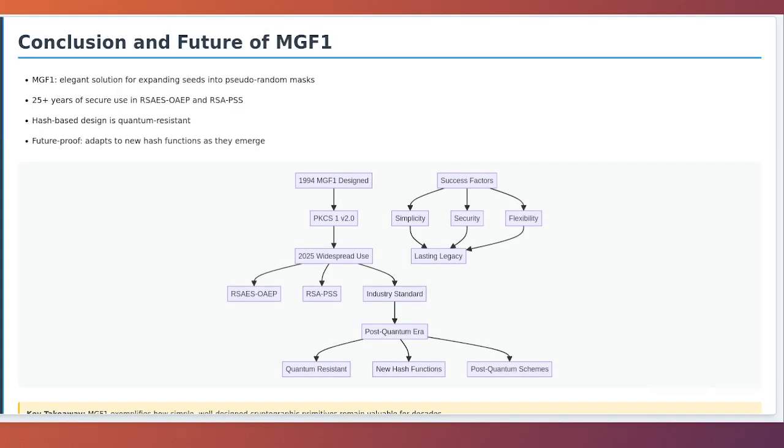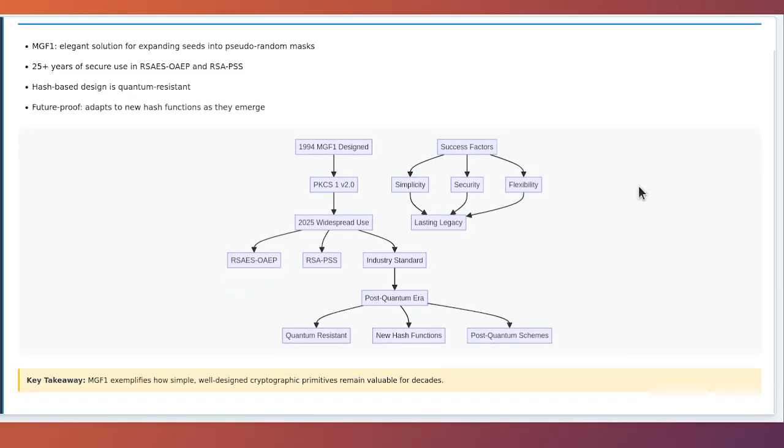Conclusion and future of MGF1. We've covered MGF1 comprehensively, from its basic concept through implementation details to practical usage guidelines. Let's recap the key points and look at what the future holds for this important cryptographic building block. MGF1 is a beautifully simple solution to a common problem in cryptography: how to expand a short random seed into a longer pseudo-random mask. Through its use of a hash function with a counter, it achieves this expansion in a way that's secure, efficient, and verifiable.